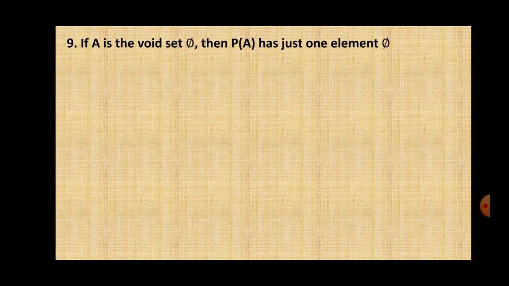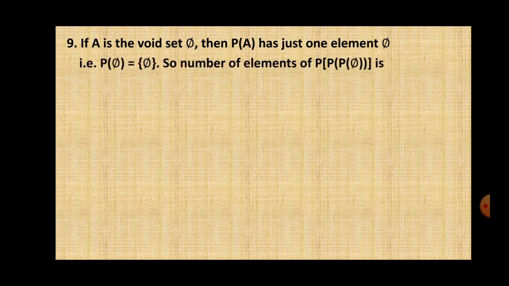Next, example number 9. If A is the empty set, that is phi, then P of A has just one element, that is P of phi is equal to the singleton set {phi}. So the number of elements of P of phi is? So student, in this example, the given term is: if A is the empty set.